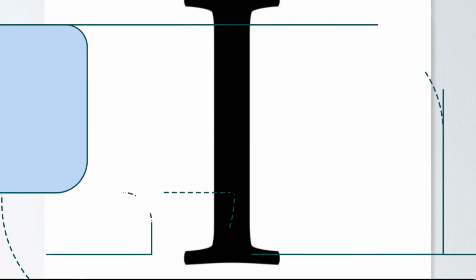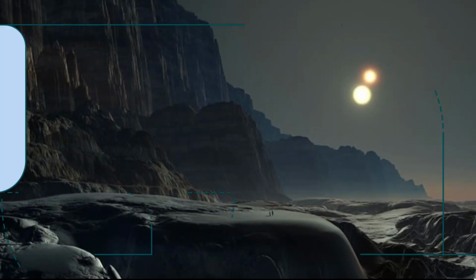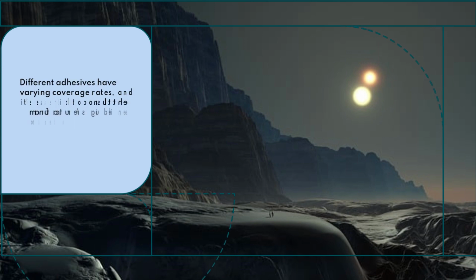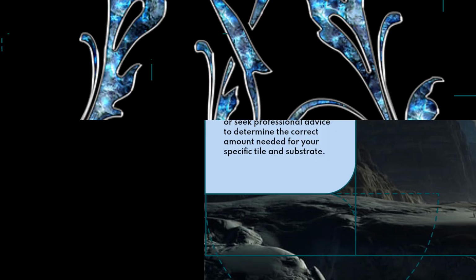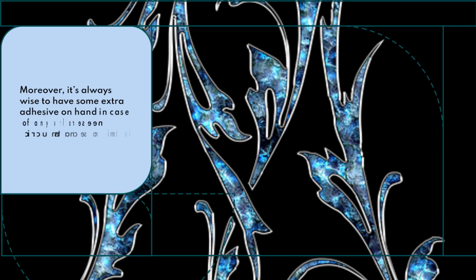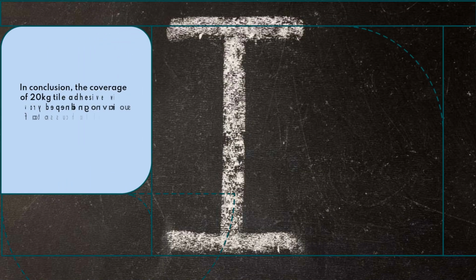Common mistakes to avoid when estimating tile adhesive coverage. One common mistake to avoid is failing to accurately measure the square footage of the area to be tiled. It's crucial to measure the length and width of the space accurately, taking into account any obstructions or irregularities that may affect the coverage. Different adhesives have varying coverage rates, and it's essential to consult the manufacturer's guidelines or seek professional advice to determine the correct amount needed for your specific tile and substrate.